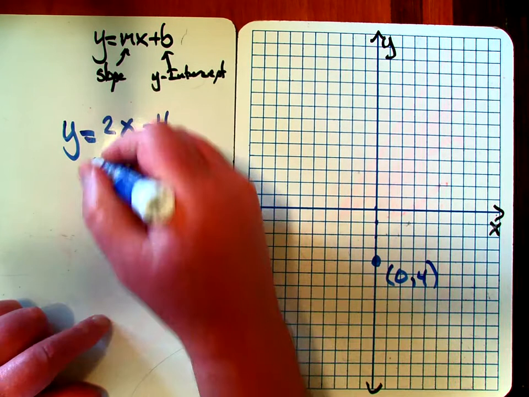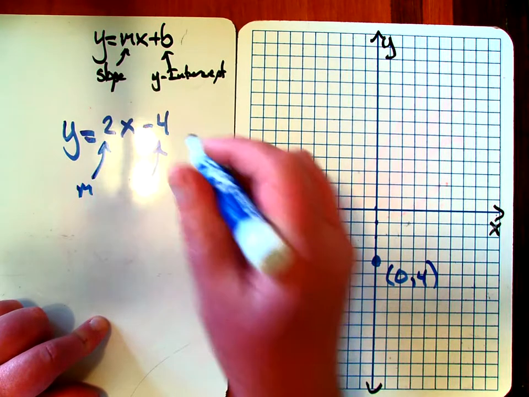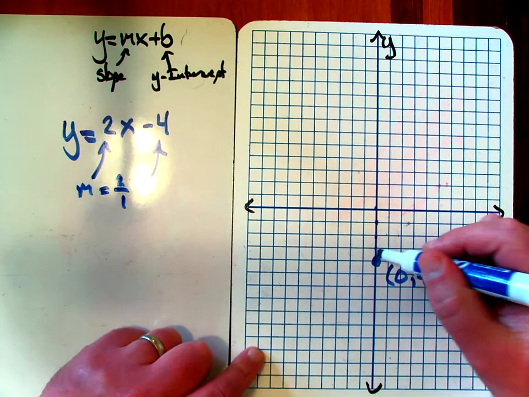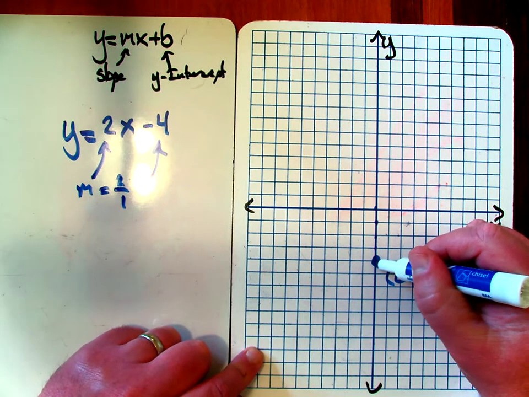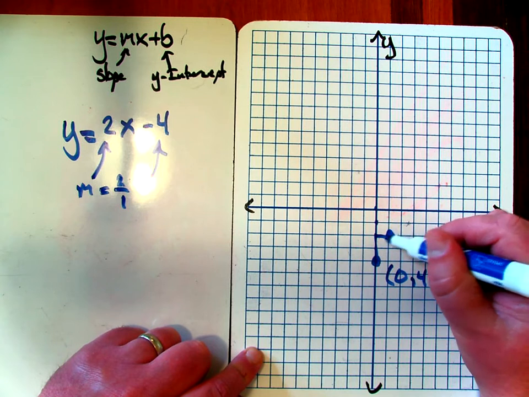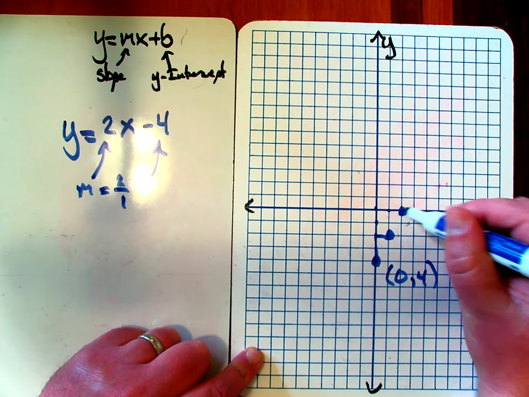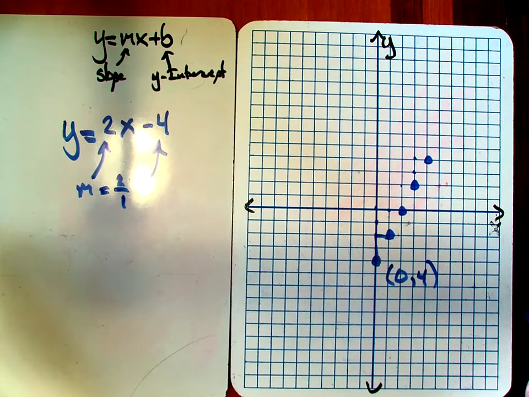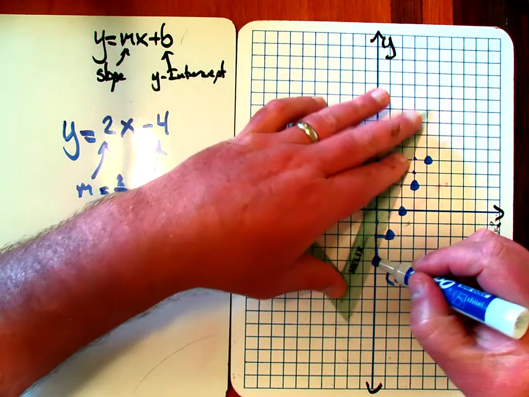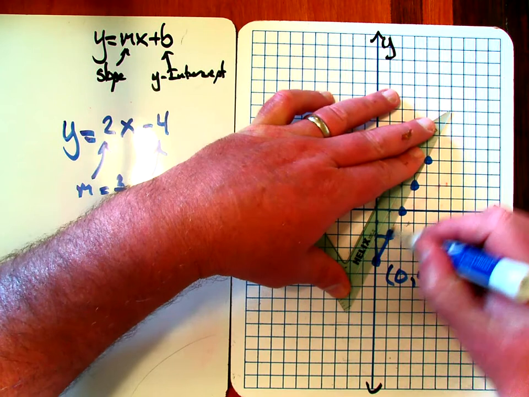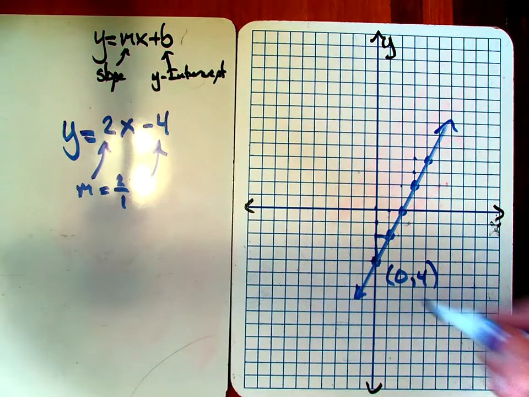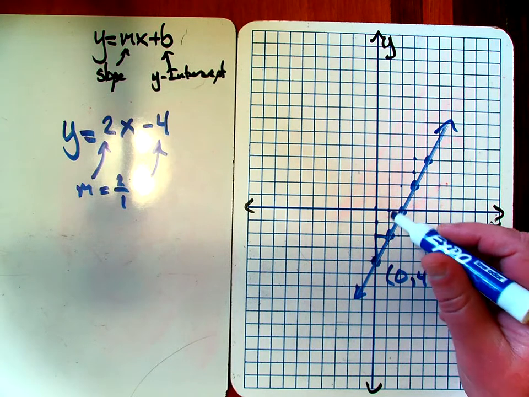My slope is 2. You agree 2 is the same as 2 over 1. So from this point my slope goes up 2, forward 1. Put a dot. Up 2, forward 1. Up 2, forward 1. And it creates a line that has a slope of positive 2. Again, a slope of 2 just means it rises 2, goes forward 1, rises 2, forward 1.